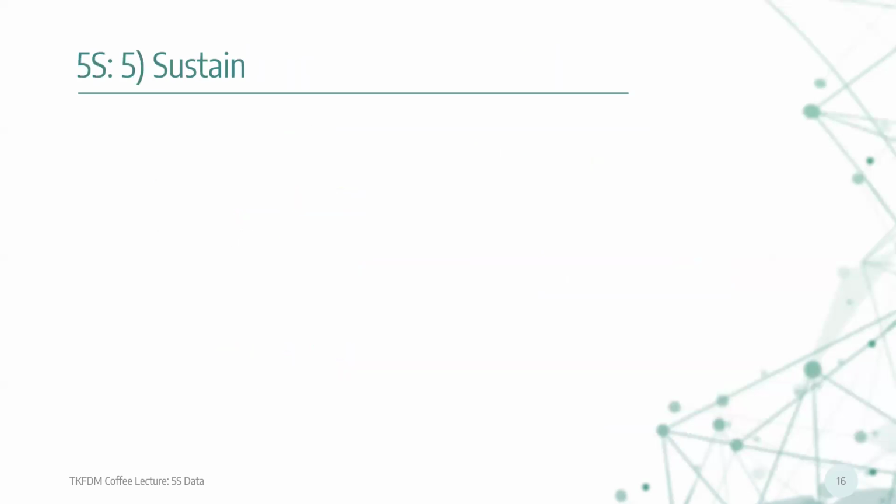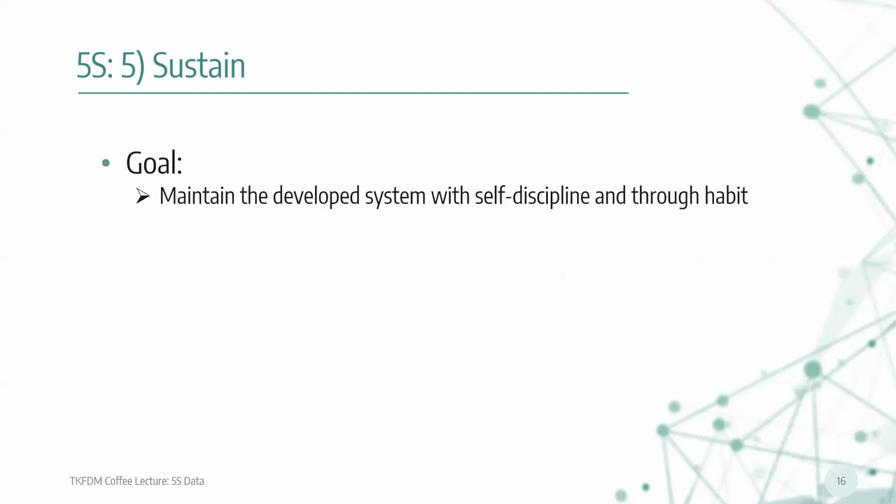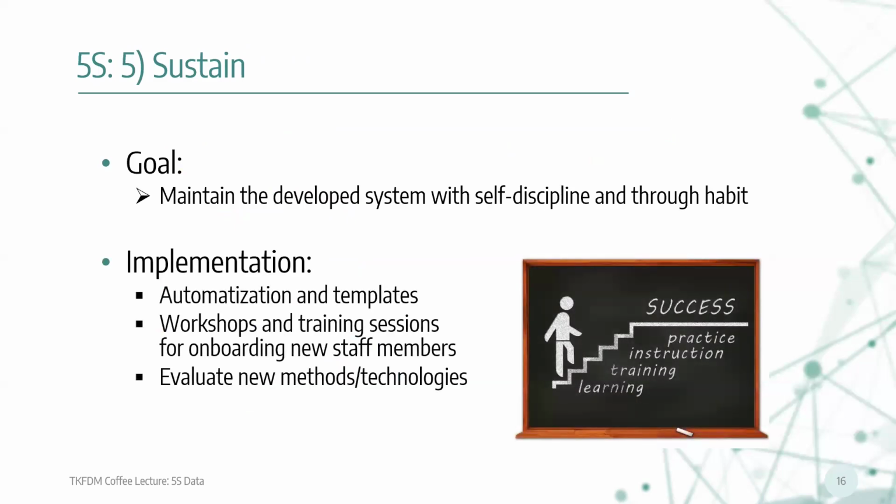Then next, we have the last letter, sustain. This simply means that we want to maintain now the developed system by self-discipline and through habit by the researchers themselves. But how do we give them this opportunity? We have to automatize the steps to use, for example, the naming conventions or the folders, and we can also use templates for these. And you should do regular workshops and training sessions, also for onboarding new staff members, and maybe also evaluate new methods or technologies that exist.